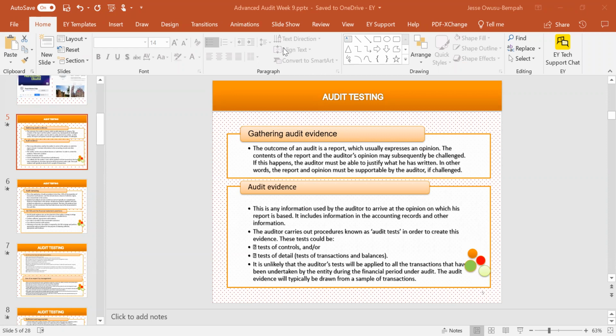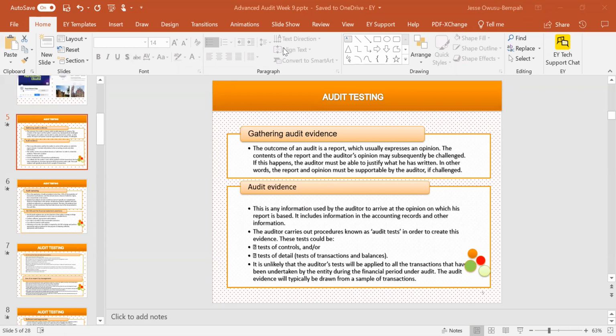Very, very important. Then I said here that it is unlikely that the auditor's test will be applied to all the transactions that have been undertaken by the entity during the period under the audit. The audit evidence would typically be drawn from a sample of transactions.